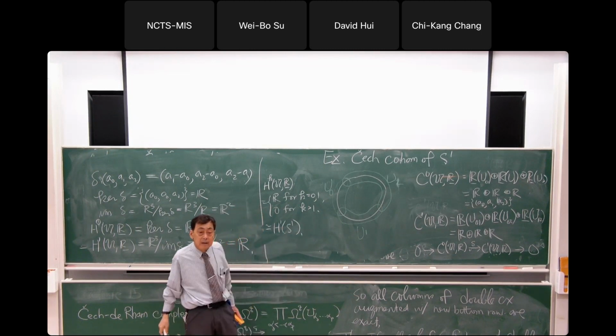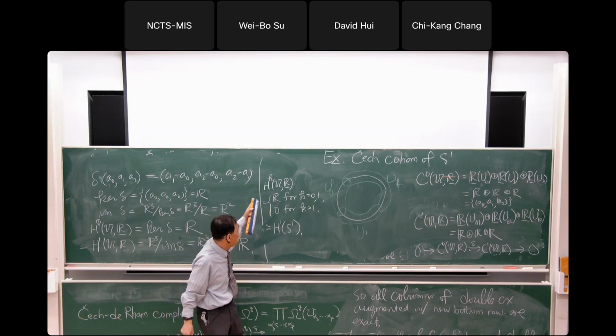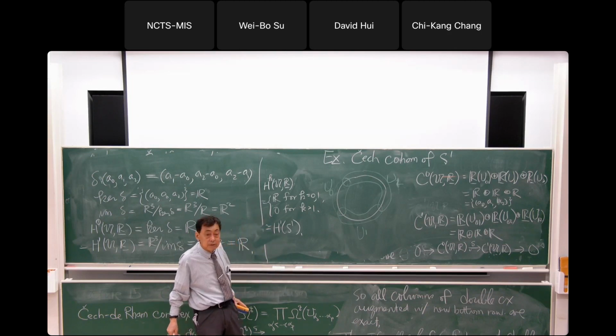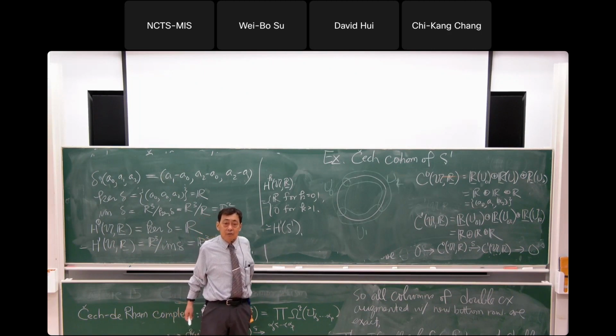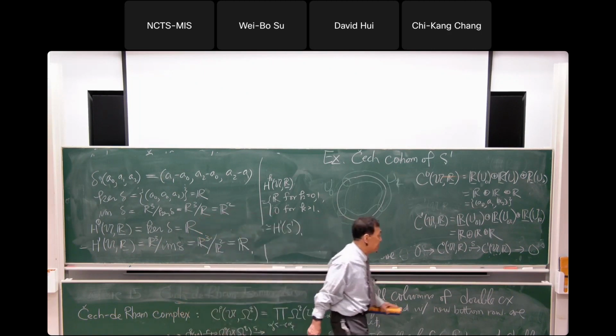Okay? So Cech cohomology gives you another way to calculate de Rham cohomology. Okay? And it's a very simple way. It only depends on how the open sets intersect. Okay, so we're going to stop here today.